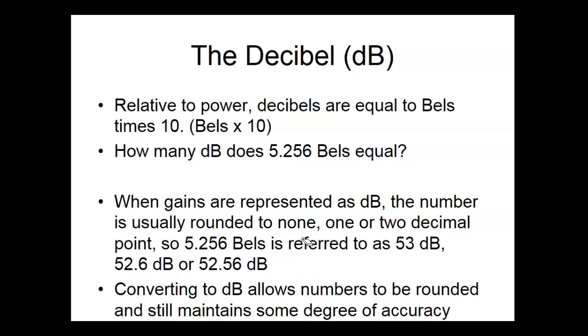When gains are represented in dB, the number is usually rounded to none, 1, or 2 decimal points. So 5.25 bels is referred to as 53 dB or 52.6 dB, or it might be referred to as 52.56 dB. So when you get into amplifiers, they're going to say, oh, you're going to have so many dB gain. Okay? And converting to dB allows numbers to be rounded and still maintain some degree of accuracy.